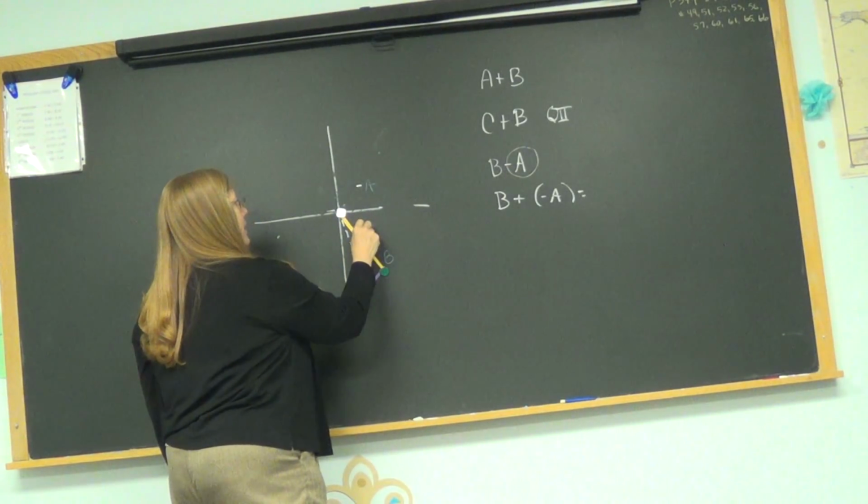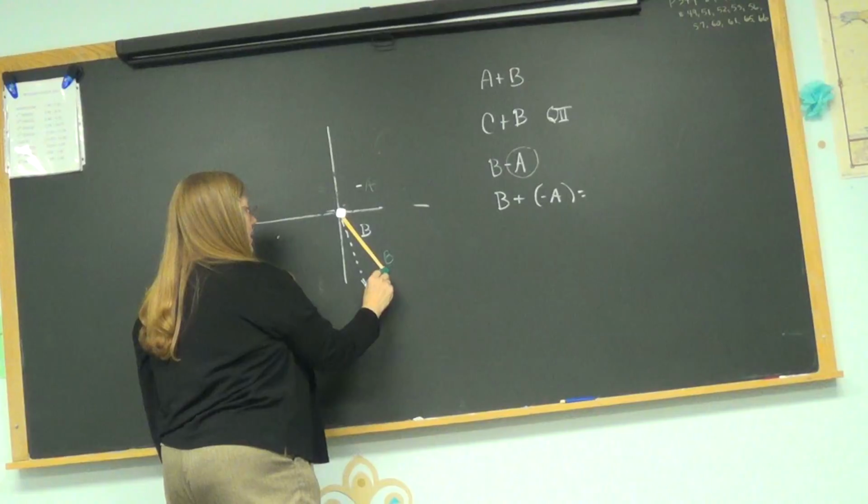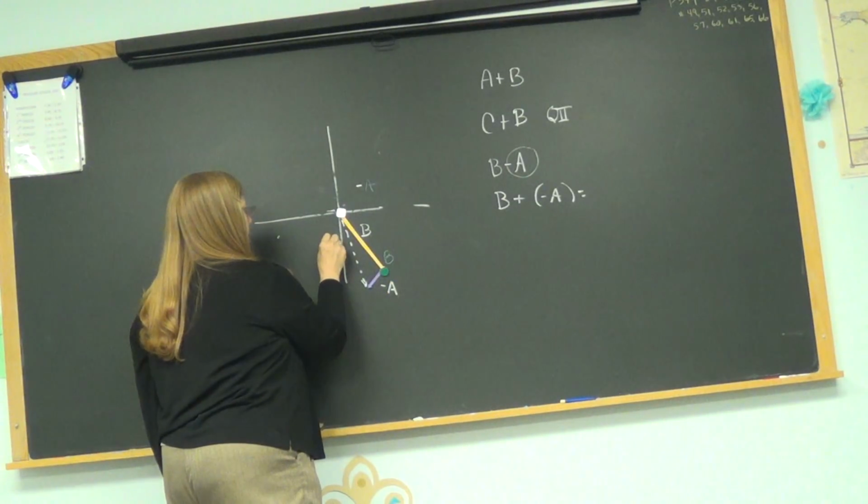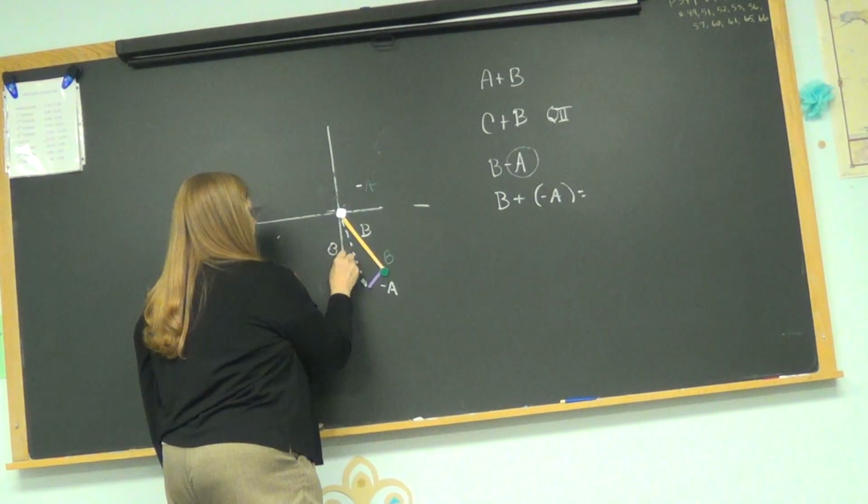Alright, so mark this. This one was B. This one is minus A. And this is B minus A.